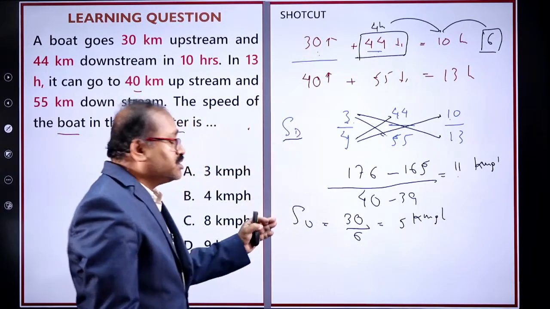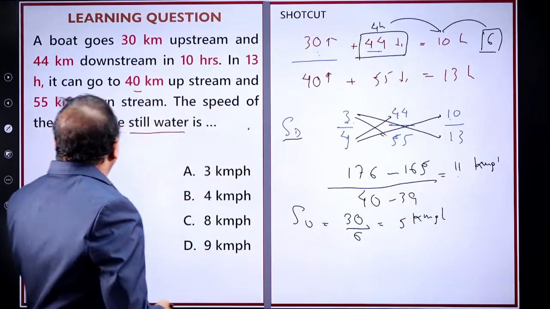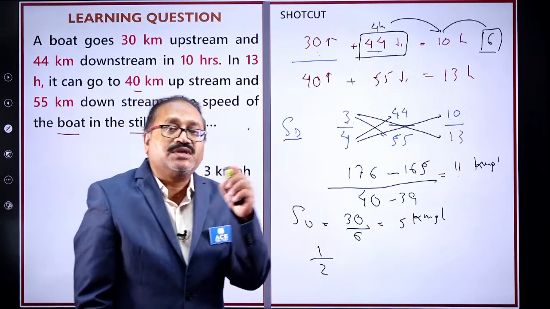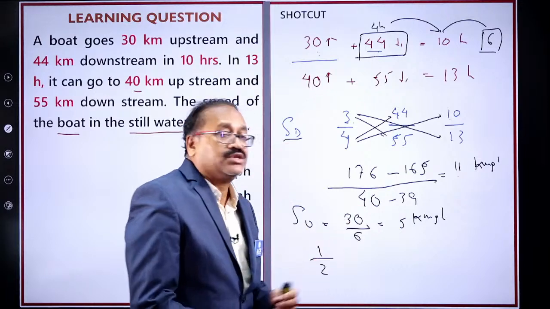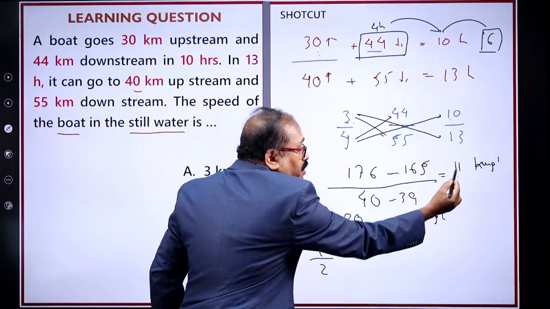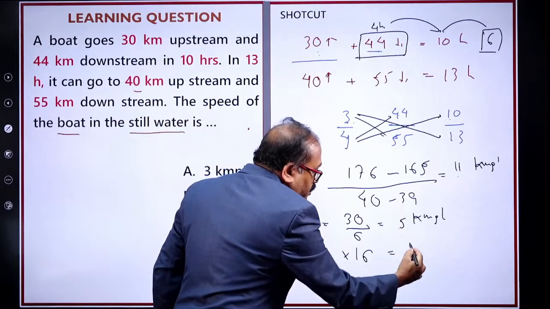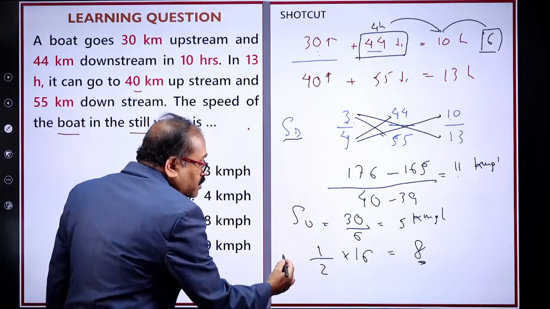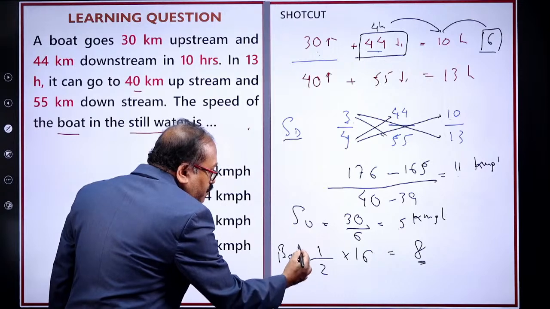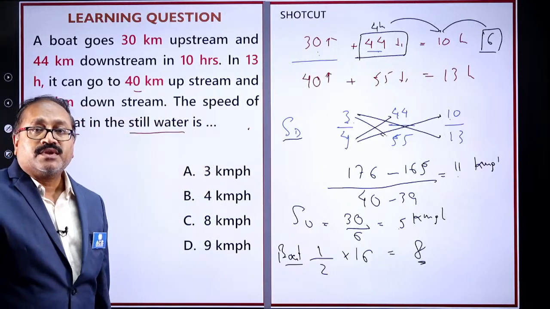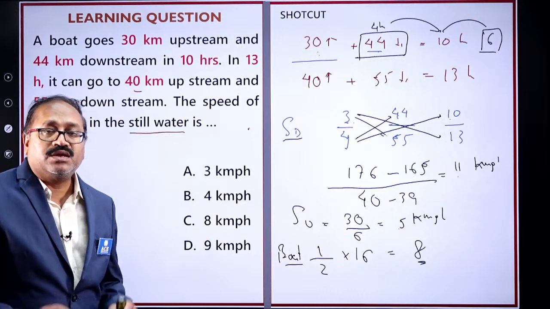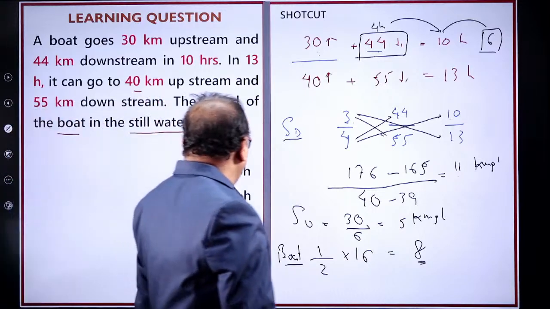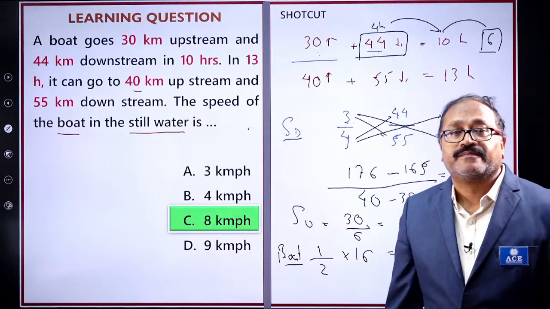Now I know the speed of downstream and the speed of upstream. If they ask what is the speed of the boat, the speed of the boat is half of the sum of the speed of upstream and downstream. What is that sum? 5 plus 11, which is 16. Then my answer is 8. This is the speed of the boat, by default we call it x. It's a little heavy question, but it's a very important question. Okay, is that clear? So my answer over here should be 8 km/h.